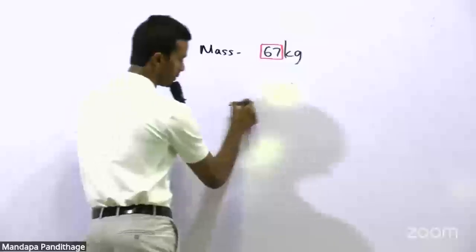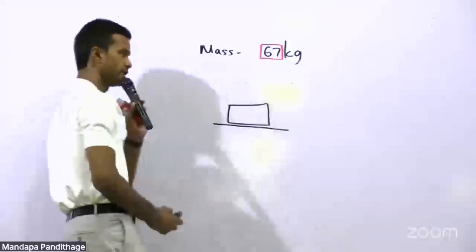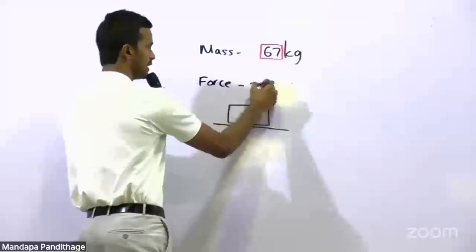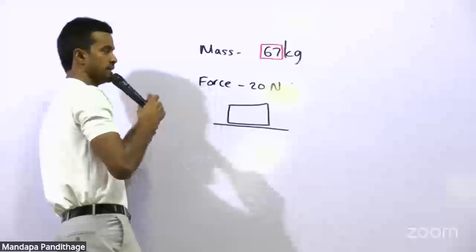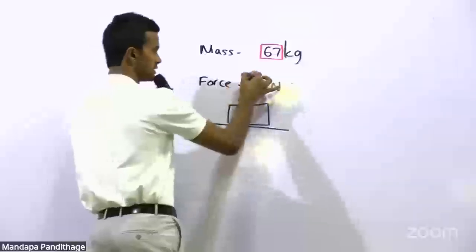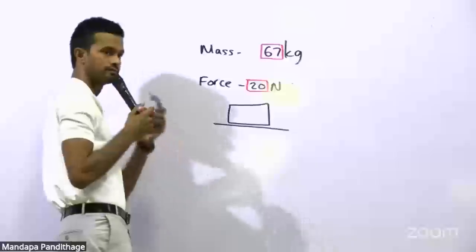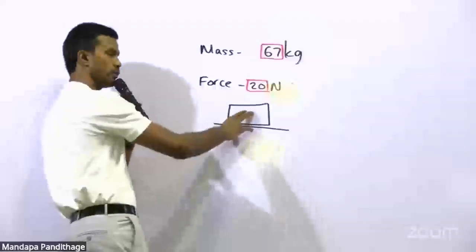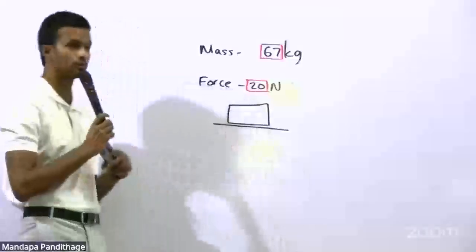Then I'll give another example. I'm telling you that I'm applying a force of 20 newtons on this object. And I'll ask a question: to which direction will this object be moving? Okay, I have applied a force of 20 newtons on this object. To which direction will this object move?